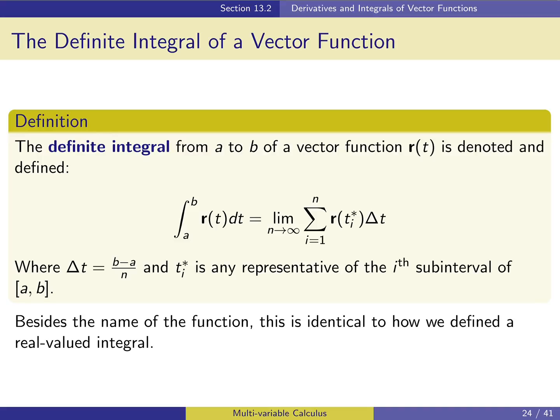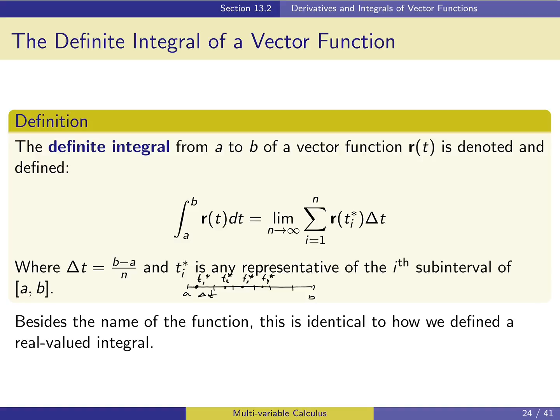We take a subdivision of our domain, so if t starts at a and goes to b, we can divide that up into pieces where each piece has width delta t. And then inside each range, we can find a ti star. So this could be t1 star, a point in this range, t2 star could be a point in this range, t3 star could be a point in this range, etc.